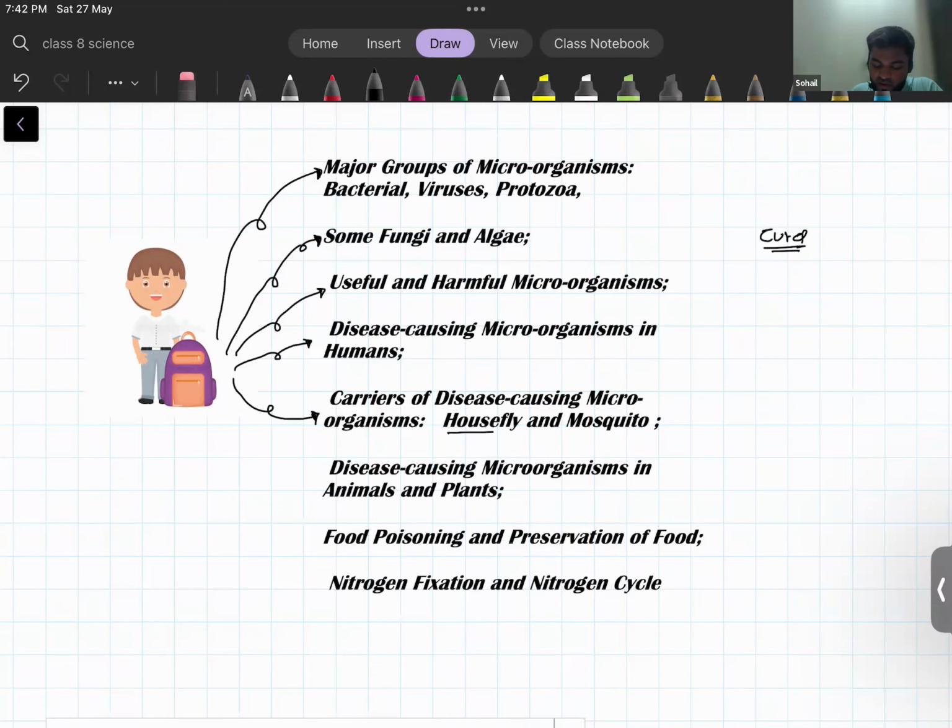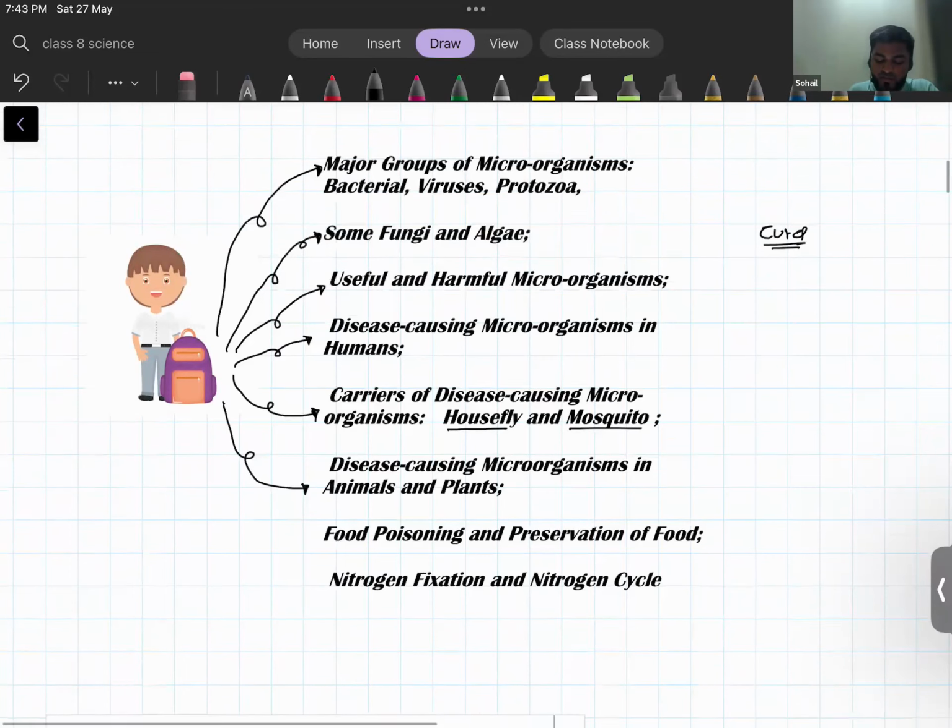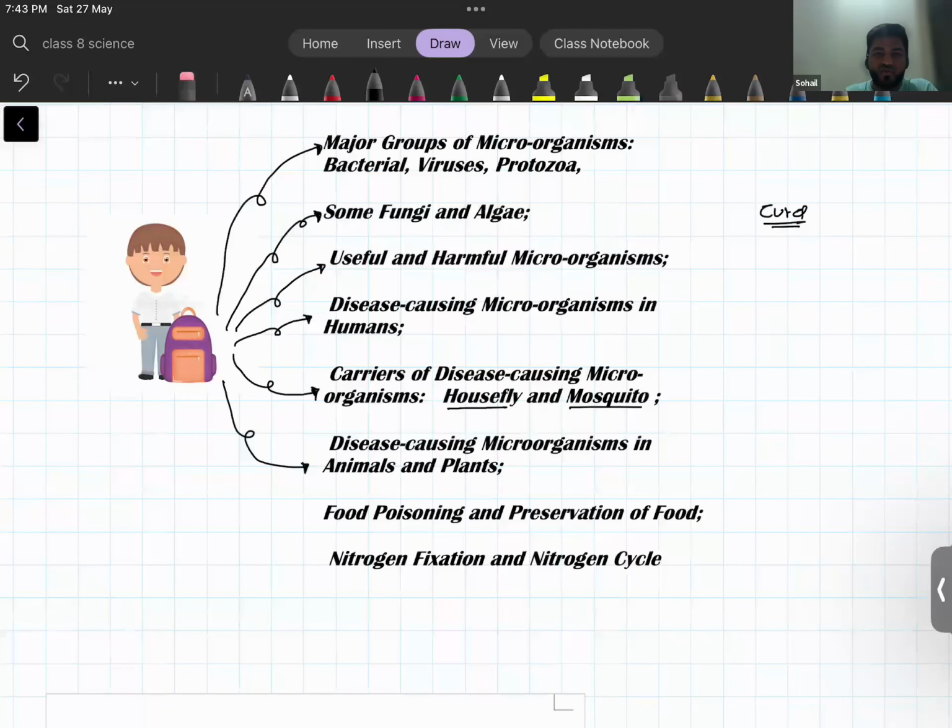So that is house fly and mosquitoes, agents of disease. These are basically agents of disease because they help spread the disease from one person to another person. Then another thing is disease causing microorganisms in plants. Certain plants also get infected by some microorganisms and they die eventually. So we will see that also.